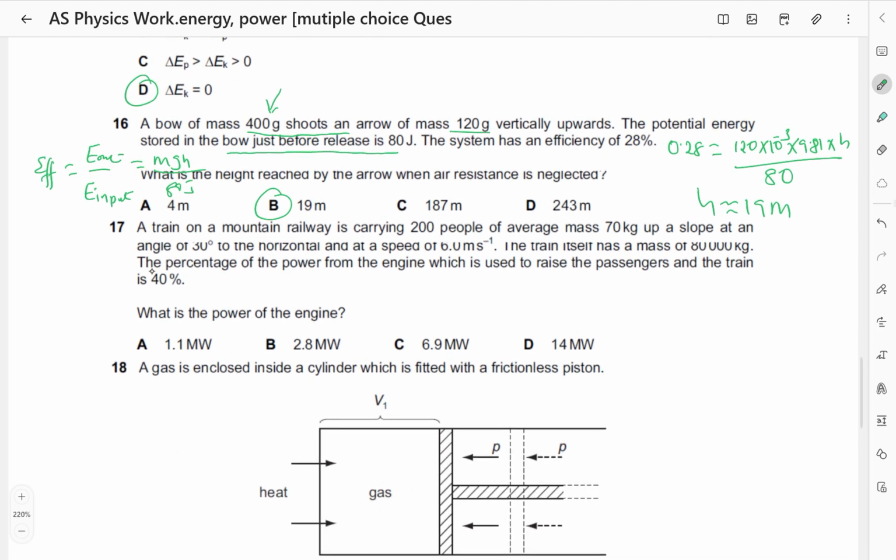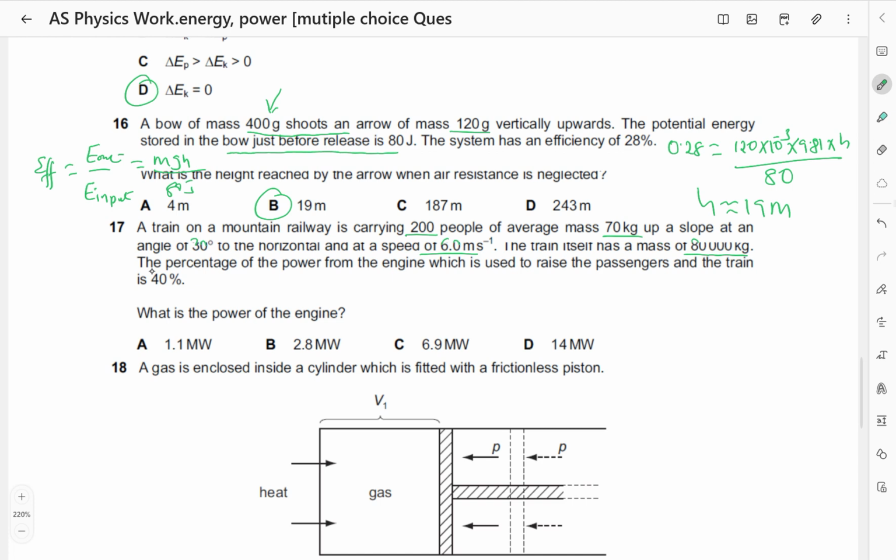A train on a mountain railway is carrying 200 people of average mass 70 kilograms. So every person is about 70 kilograms up a slope at an angle of 30 degrees to the horizontal and at a speed of 6 meters per second. So the speed is constant, 6 meters per second. The train itself has a mass of 80,000 kilograms.